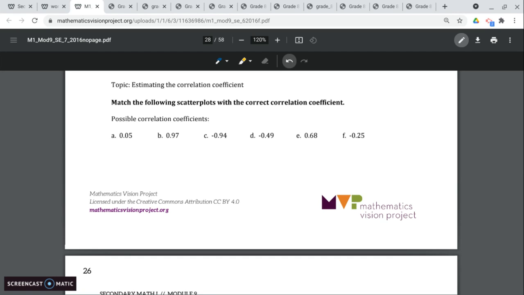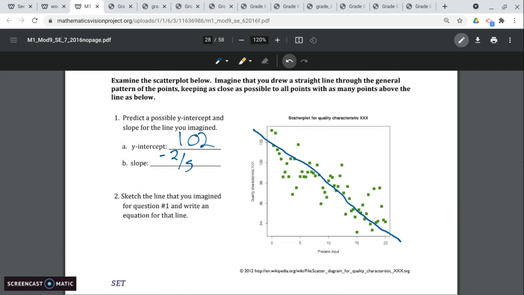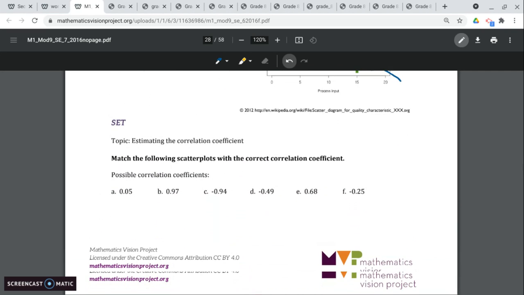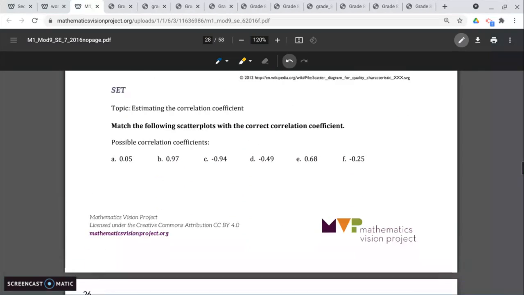All right. The next section is looking at correlation coefficients. The larger the correlation coefficient, the closer together our data points are. So also, if we have a negative, like on this last one, our data was going in a negative direction, our correlation coefficient would also be negative.